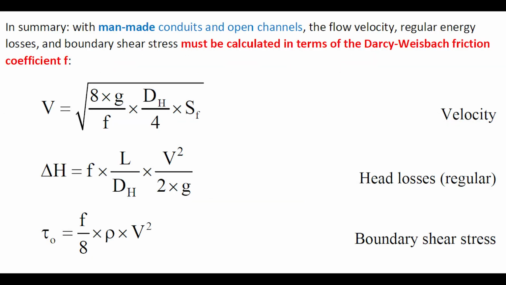In summary, with man-made conduits and channels, the flow velocity, regular energy losses, and boundary shear stress must be calculated in terms of the Darcy-Weisbach friction coefficient, with the expression here for the velocity, head loss, and boundary shear stress.